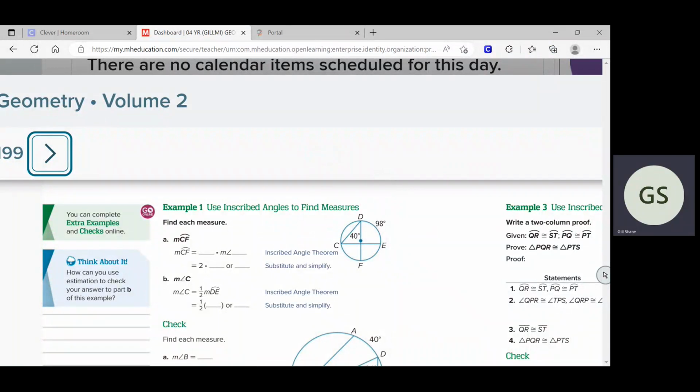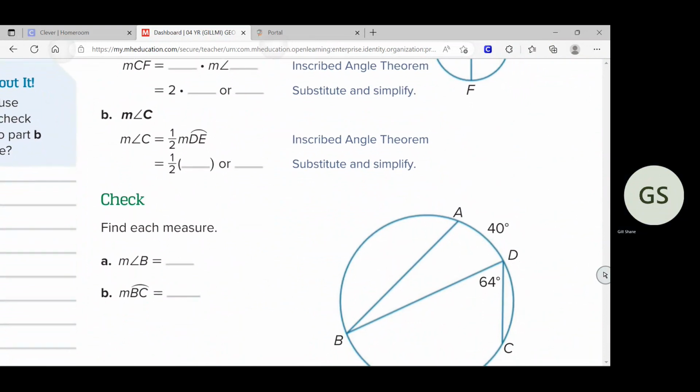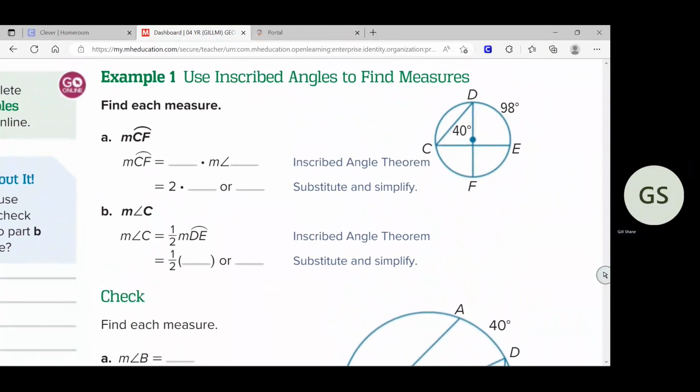Let's see. What are you talking about? Example one? We're talking about example one or the check? Oh, I think it's weird. It's got more lines, I guess, than just two. That's because there's two problems. They use one figure for two problems. Well, they're trying to do an A and a B. They just didn't want to draw two separate circles.